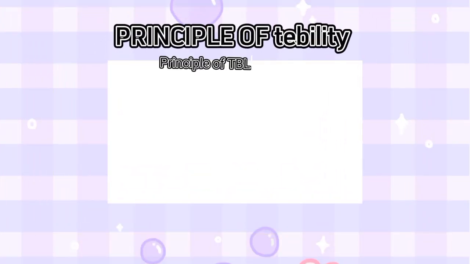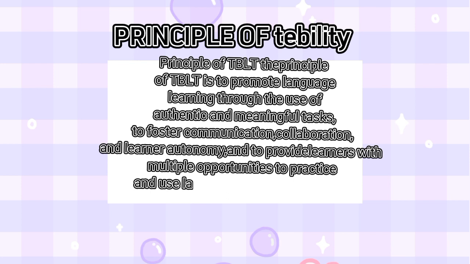Okay, here I will explain about principles of TBLT. The principle of TBLT is to promote language learning through the use of authentic and meaningful tasks, to foster communication, collaboration, and learning autonomy, and to provide learners with multiple opportunities to practice and use language in different contexts.